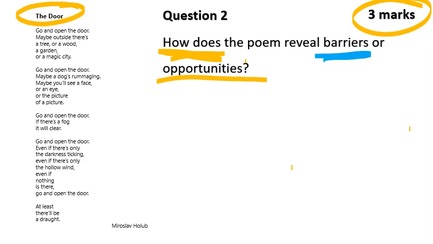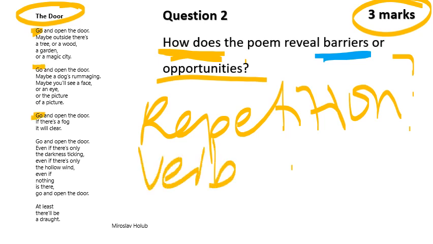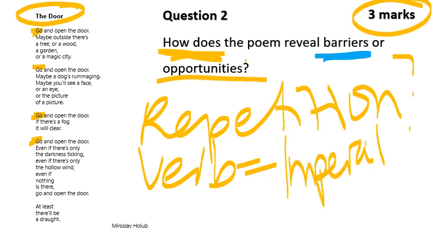Go and open the door. Are you noticing any kind of repetition? So we can see that there is repetition. And when someone repeats something, they're showing you that this is important. When you see a sentence that starts with a verb, you know that it is commanding you, it's instructing you, it's telling you to do something. It is in the imperative mood.